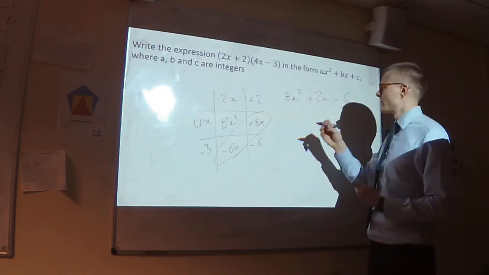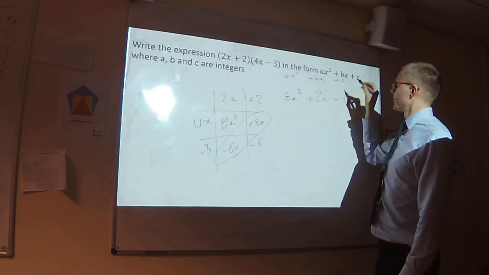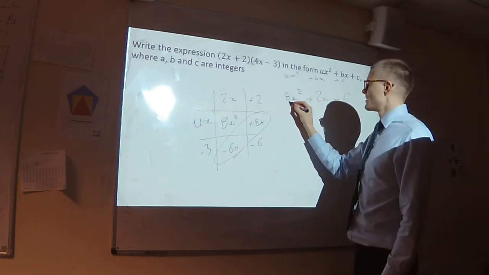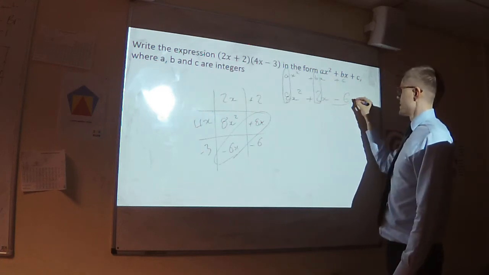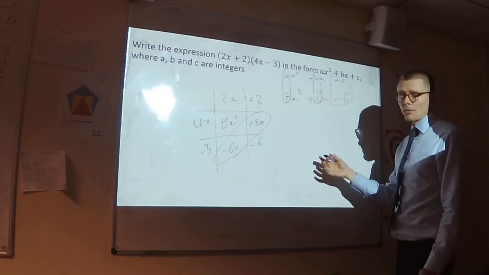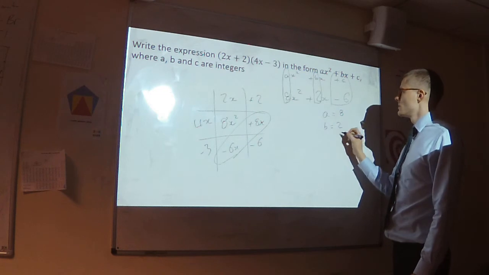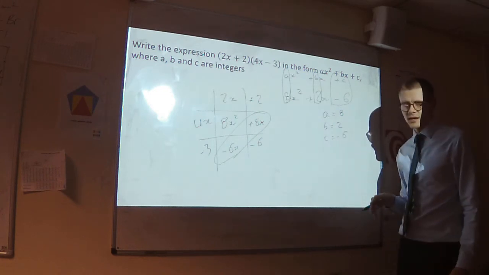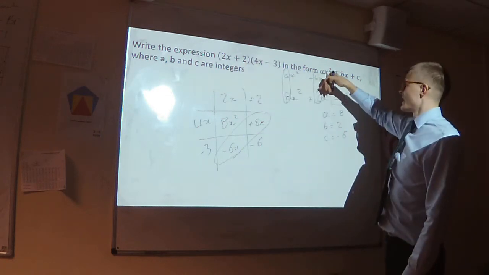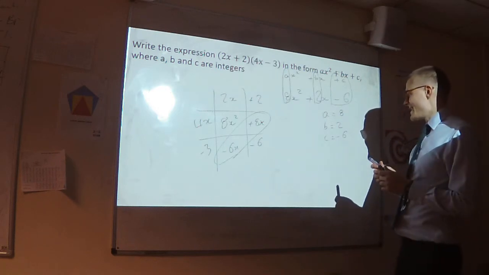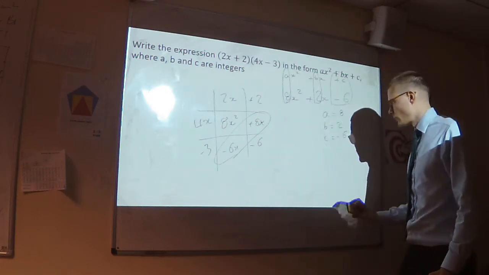Now, I'm asked to write this in the form ax squared plus bx plus c. All this is telling me is that this is a, this is b, and that this is c. So if I wanted to, I could say that a equals 8, b equals 2, and c equals negative 6. It's as simple as that, okay? All I needed to do here was expand this, and I'm going to get it in this form, and I can find those integers a, b, and c. We're going to look at two more examples before you try some yourself, okay?